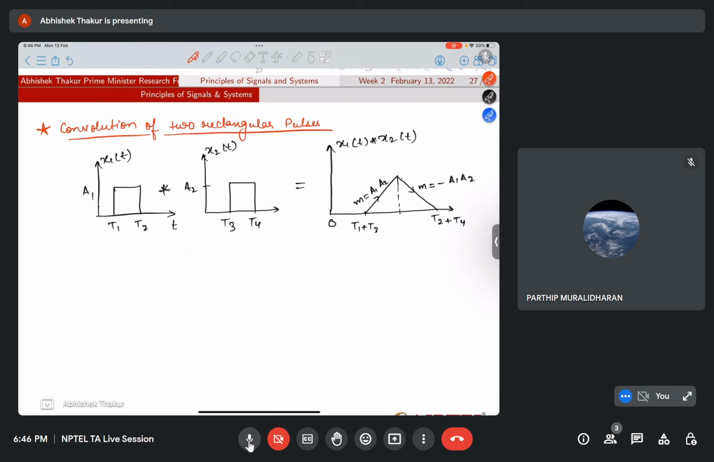So this is for when the widths are equal. We'll see for unequal width also what will be the value. This is for equal width. This means T2 minus T1 is equal to T4 minus T3. This is given.